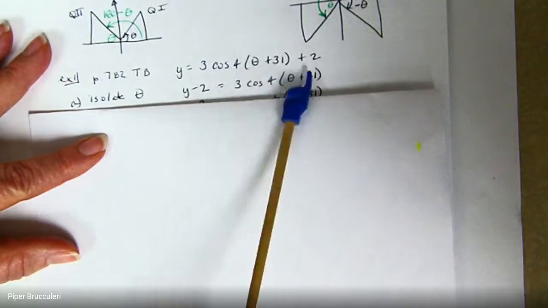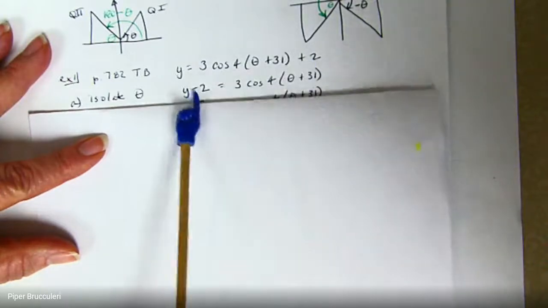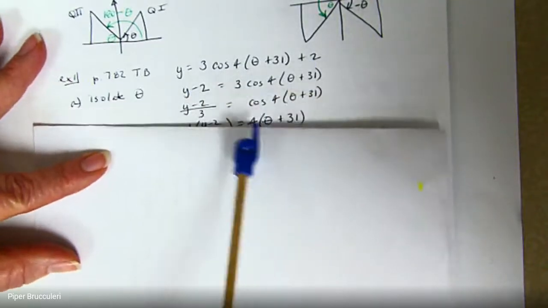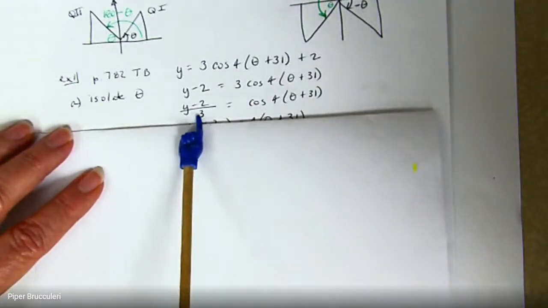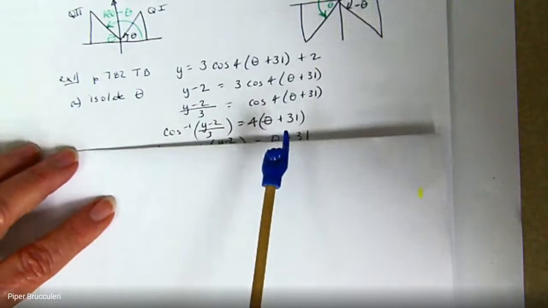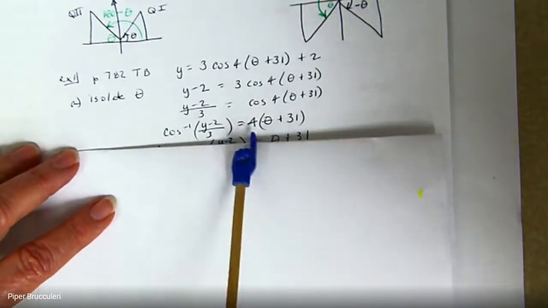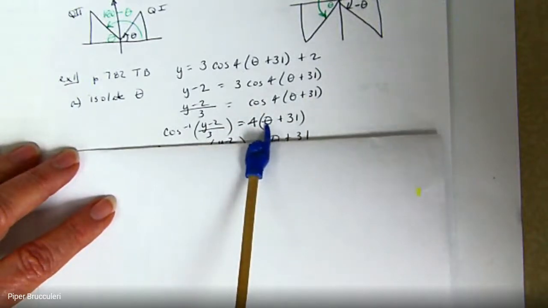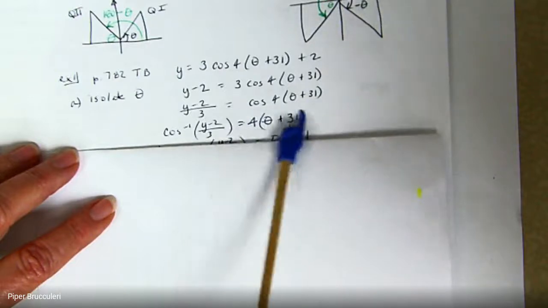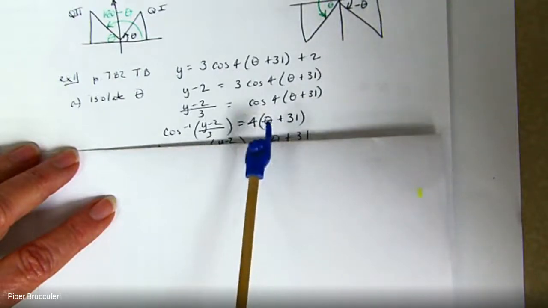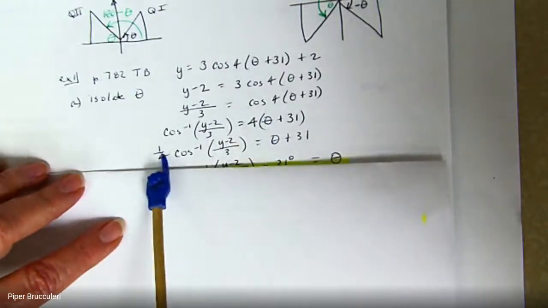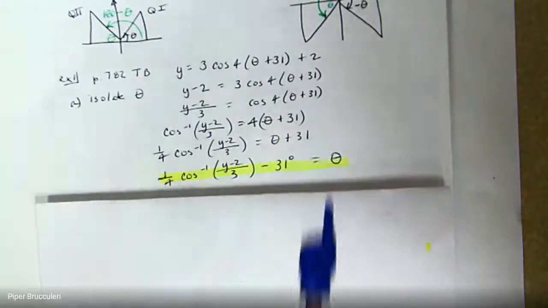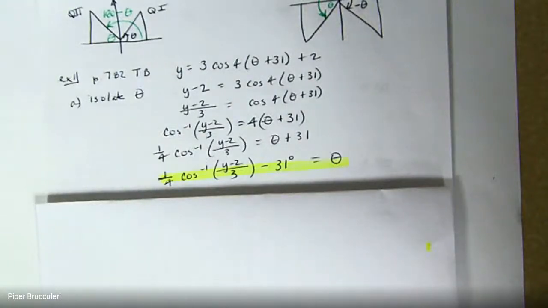So we're going to take our equation and get rid of the 2 by subtracting it. Then we're going to get rid of the 3 by multiplying by 1/3, which looks like division. And then we're going to take the inverse of both sides. And then, still continuing to isolate the angle, or this whole thing represents the angle, but isolating that variable theta, multiply by 1/4, and then subtract the 31. So there's my equation for isolating the variable theta.